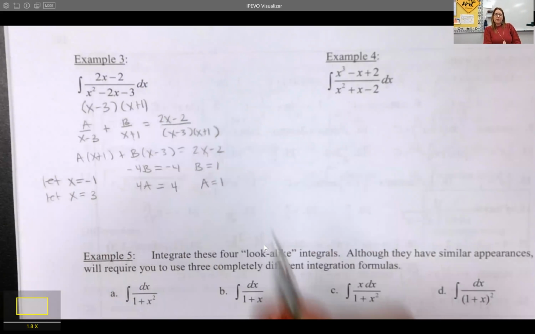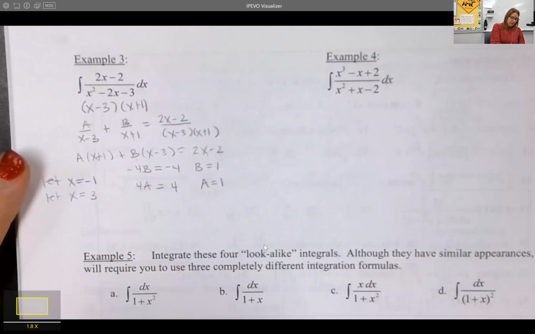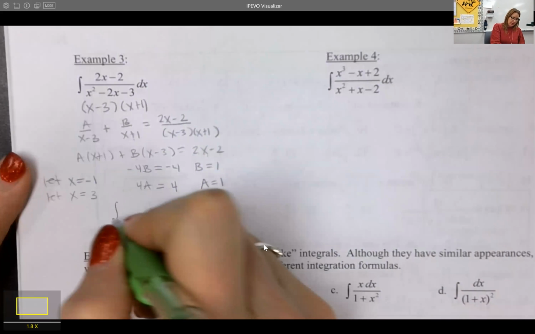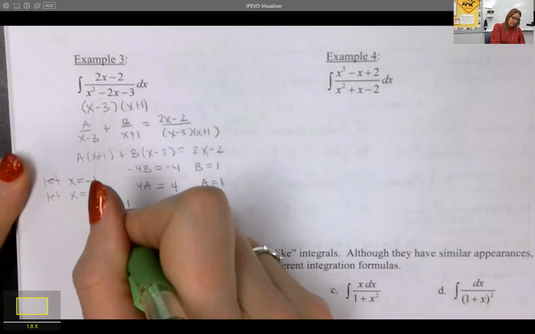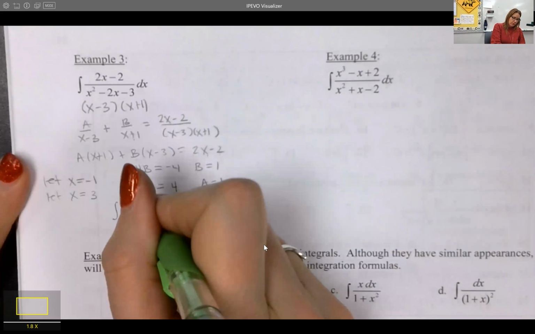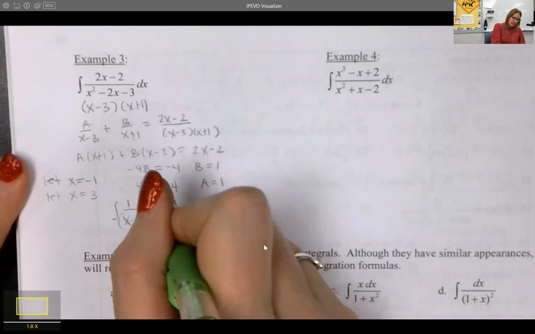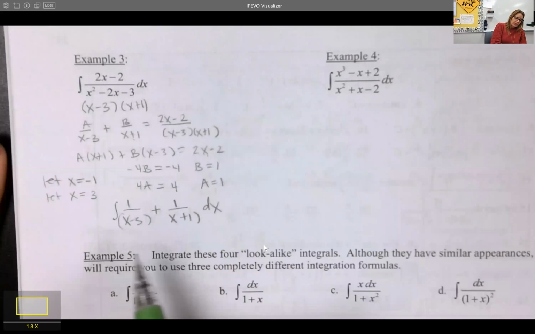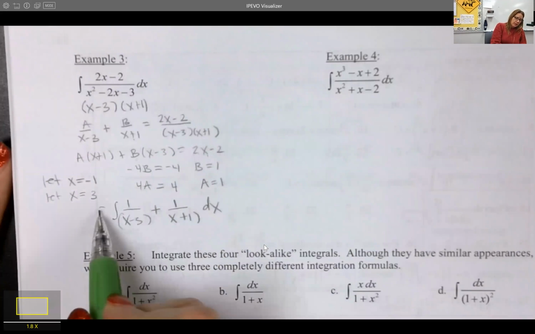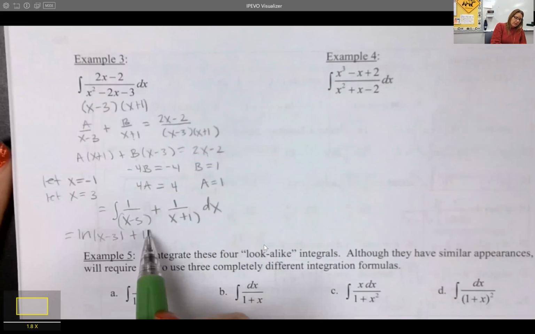So if I get 1 for both a and b, that's when it's easy to pull it apart. Okay, so I get the integral of 1 over x minus 3 plus 1 over x plus 1 dx. So if I take the natural log here, I get the natural log of x minus 3 plus the natural log of x plus 1 plus c.